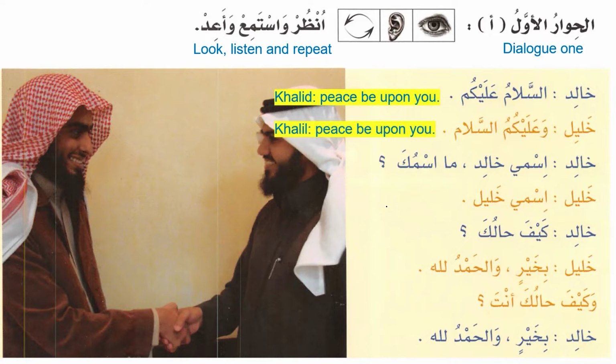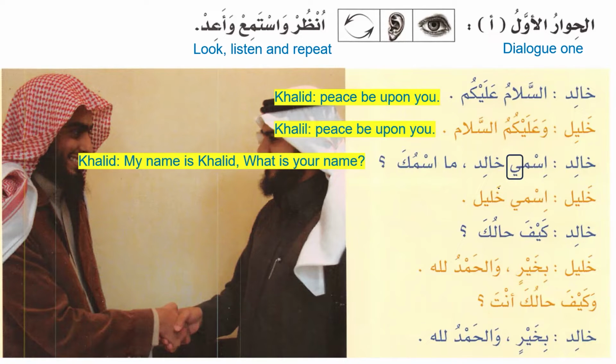Khalid says, Ismi Khalid, masmuk. Now here, if you see ismi, we have ya over here, and it is used with a noun, and it means my. For example, you say my name, so it will be ismi, and it is used for singular, masculine, and feminine. So whatever you have, for example, you have a book and you want to say my book, you will say kitabi. And if you have a pen and you want to say my pen, you will say qalami. So he says, Ismi Khalid, my name is Khalid.